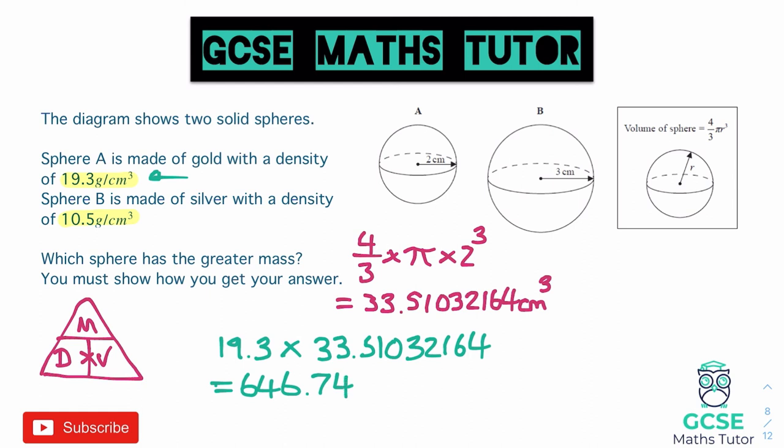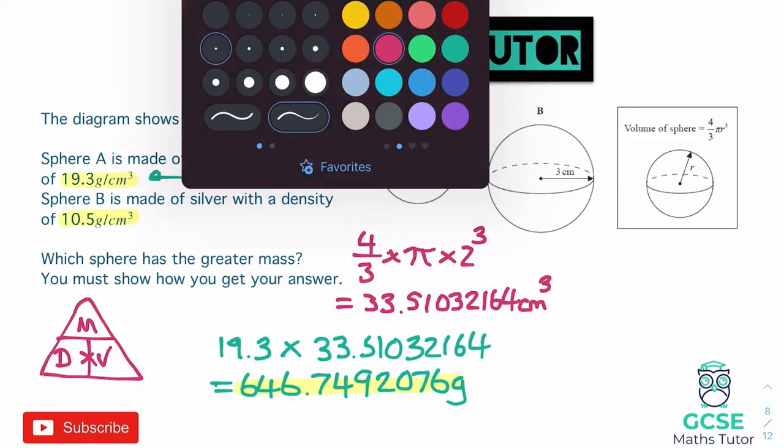646.749. Now it's likely that what's going to happen here is the numbers aren't going to be right next to each other, so I probably won't need all those decimals, but I'm going to write them all down anyway just in case they're very, very close to one another. So that was a mass, so I'll label that in grams. And that right there is one of my answers. I just need to do the same with the other one, and then I can say which one has the greater mass.